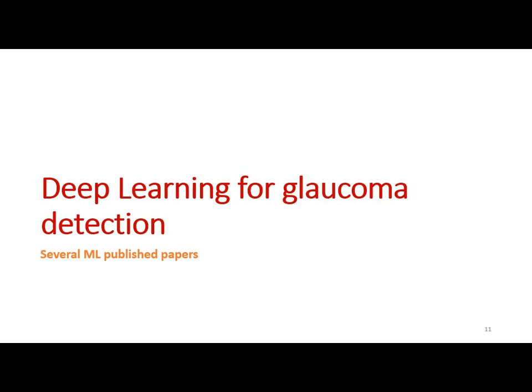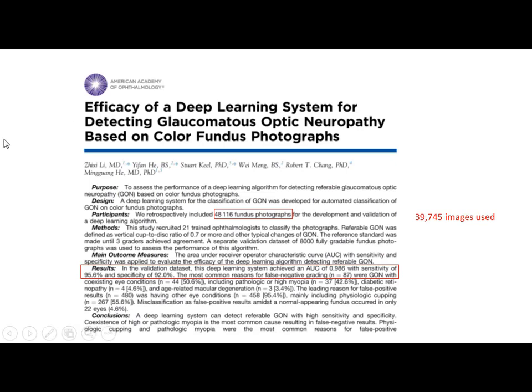And there are many deep learning or machine learning solutions. For example, this one that was brought to our attention is by Lee et al. from the American Academy of Ophthalmology, where they used a retrospective study. They had 48,000 fundus photographs. However, out of those, only 39,745 were used, because the other 8,000 were not used because of low quality. What they did is they used deep learning. They used these 39,000 images and the annotation, glaucomatous or not glaucomatous, zeros and ones. They let the machine learn, and then they saw how good this machine is on new images.